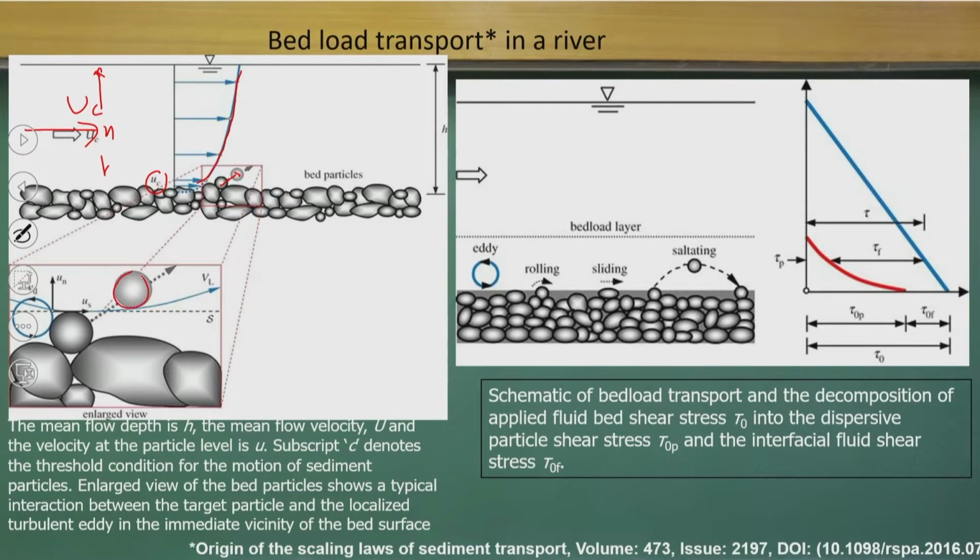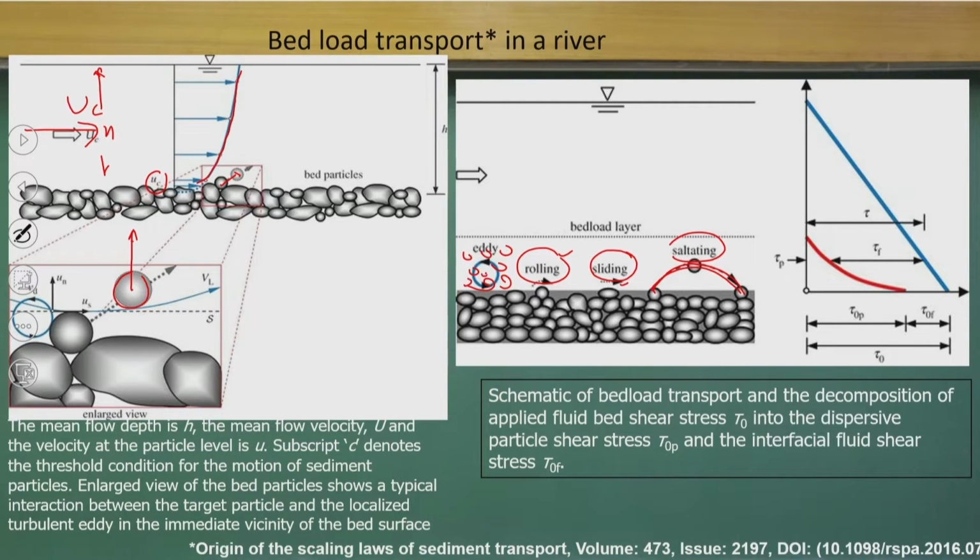Because of that velocity and the flow field, there will be a lift force and a drag force, which will detach this particle. Once it is detached, it can go through a rolling process, just rolling along the bed, or it can slide, or it can move by saltation, jumping and hopping. So the bed material can move by rolling, sliding or saltation, and there will be formations of turbulent eddies.